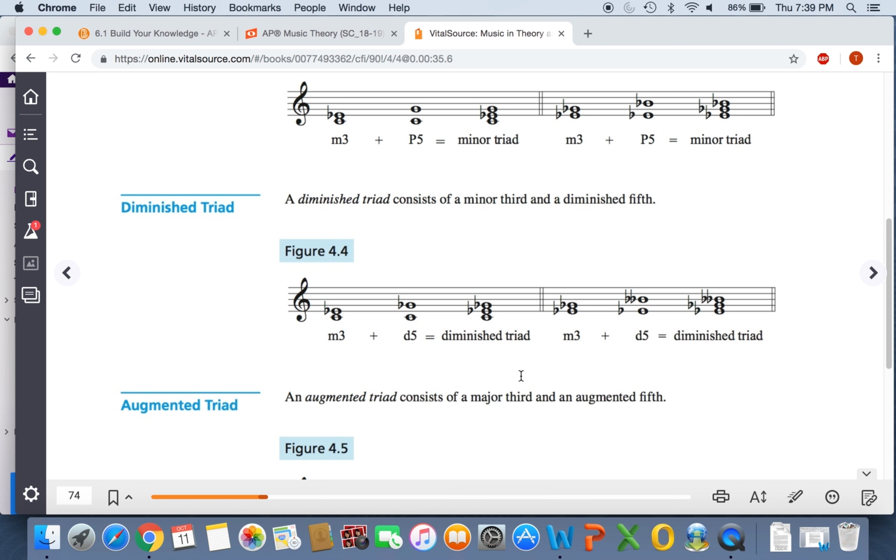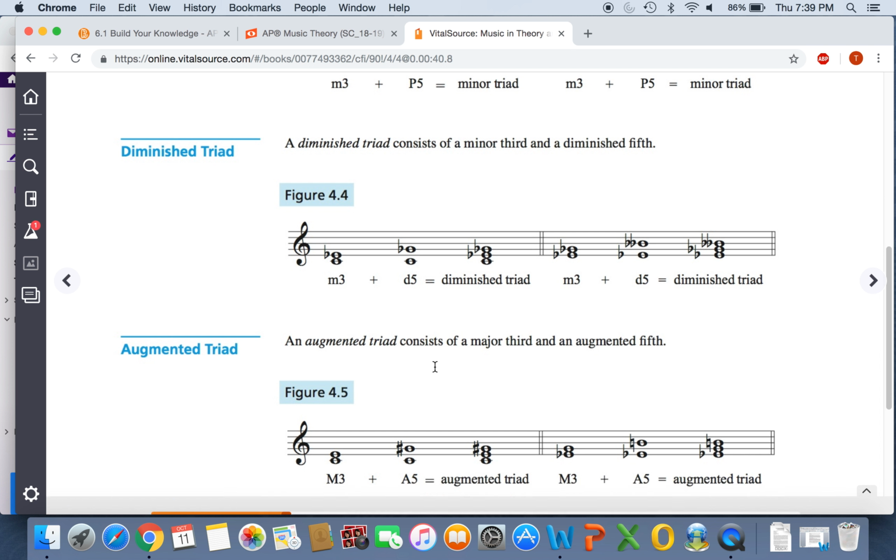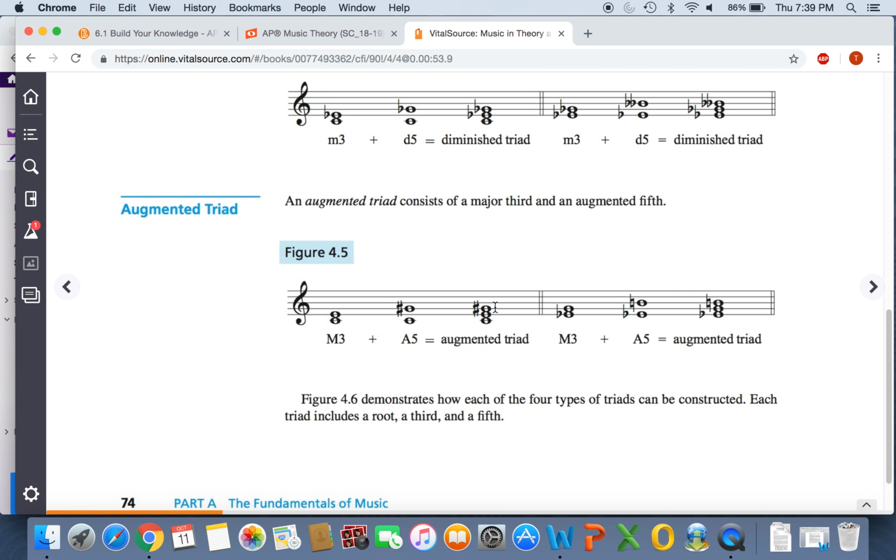Diminished triad, and you've all done exercises on these from last week, is a minor third and a diminished fifth. Diminished fifth. It's not a fourth, you guys. Not an augmented fourth. It's a diminished fifth. That matters. Augmented triad, which is a little bit rare, especially in the way we're using chord progressions, is a major third, and there's another major third on top of that. So an augmented fifth. It's not a sixth that's diminished. It's a fifth. So C to a G. It's a line to a line or a space to a space, as the case may be.